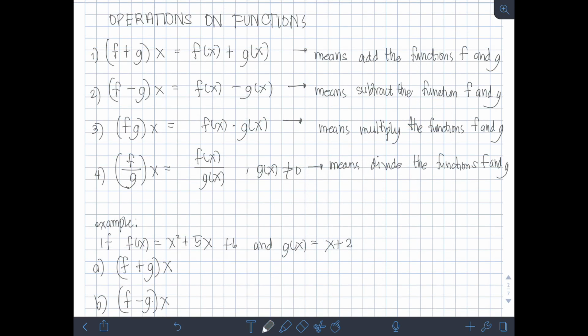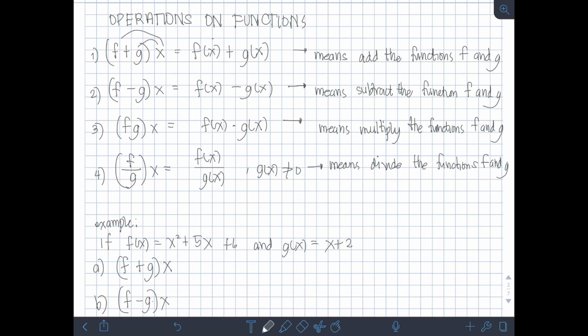Okay? So just like numbers, meron din tayong operations and functions, namely addition, subtraction, multiplication, and division. So ito yung representation natin. Let's say we have f plus g quantity x, it is the same as f of x plus g of x. So pwede nyo i-distribute.